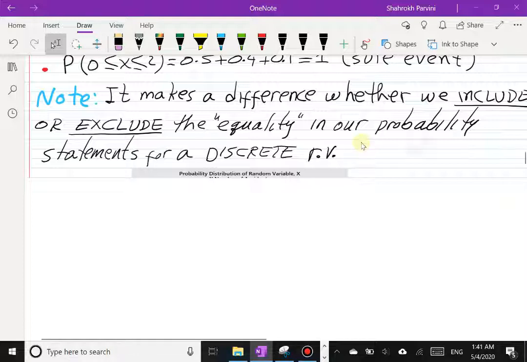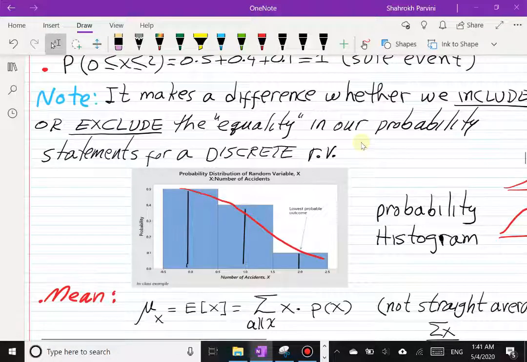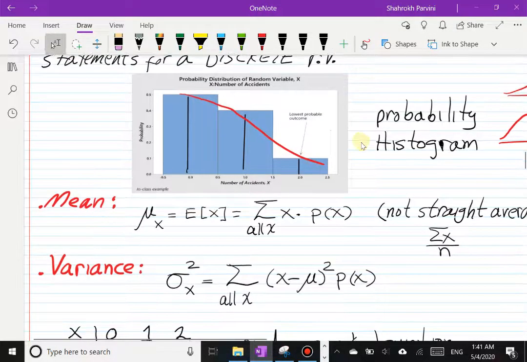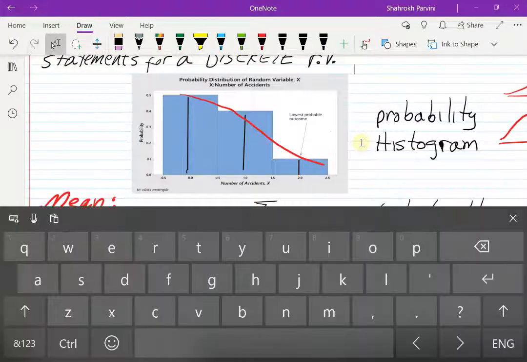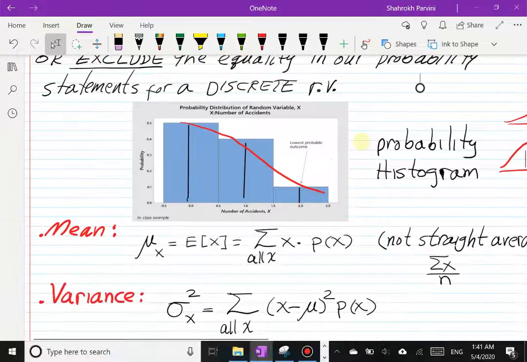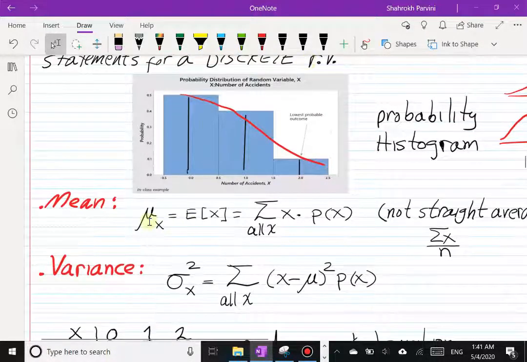Okay, so let's actually now take a look at the mean here. So the mean of the random variable, that's mu of x. The mean of this random variable is mu of x, which is equal to E for expectation. It's also called the expected value of the random variable x. Now, we are assuming, by the way, that these are theoretical distributions for the random variable x. That's why we're using population parameters mu and sigma.